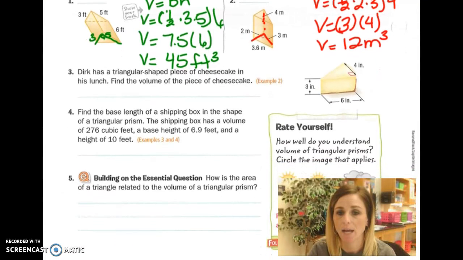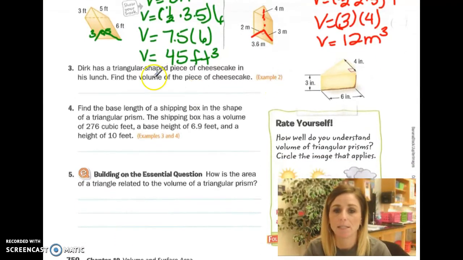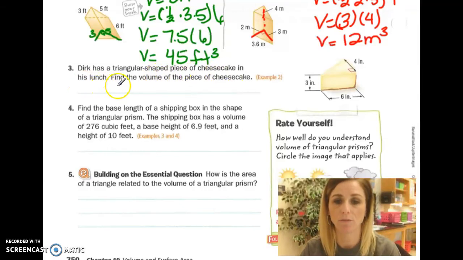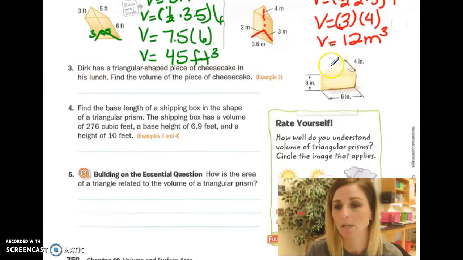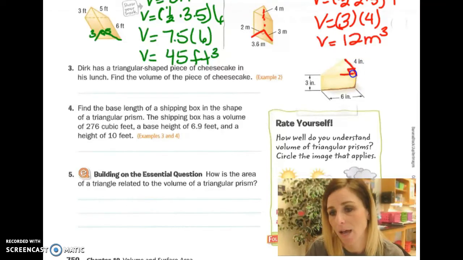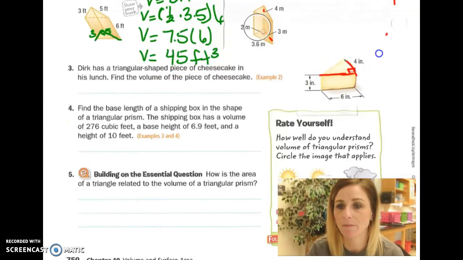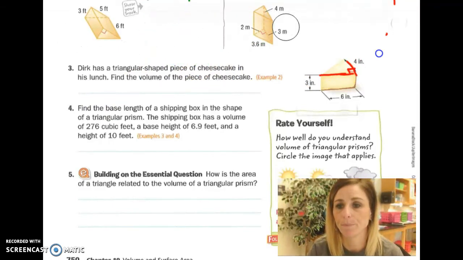All right, let's take a look at this next one. It says Dirk has a triangular shaped piece of cheesecake in his lunch. Find the volume of the piece of cheesecake. Notice where this 90-degree angle is. So this is my base and my height is 6 right here. So we're going to go back to, I'm running out of room. Let's go ahead and erase some of this and see if we can make some room.